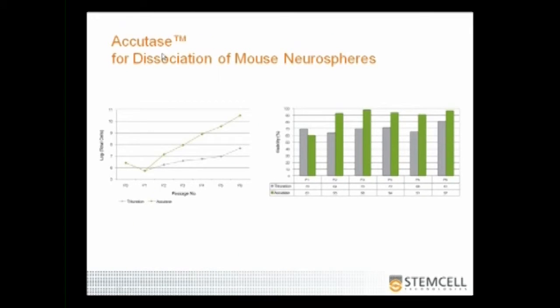We have also used Accutase enzymes to dissociate neurospheres. Here, the neurospheres were dissociated at each passage with either Accutase, shown in green, or the titration method in gray. The cell viability was higher when neurospheres were dissociated with Accutase, shown here in green, and this resulted in an overall higher expansion of total cells in long-term neurosphere cultures.